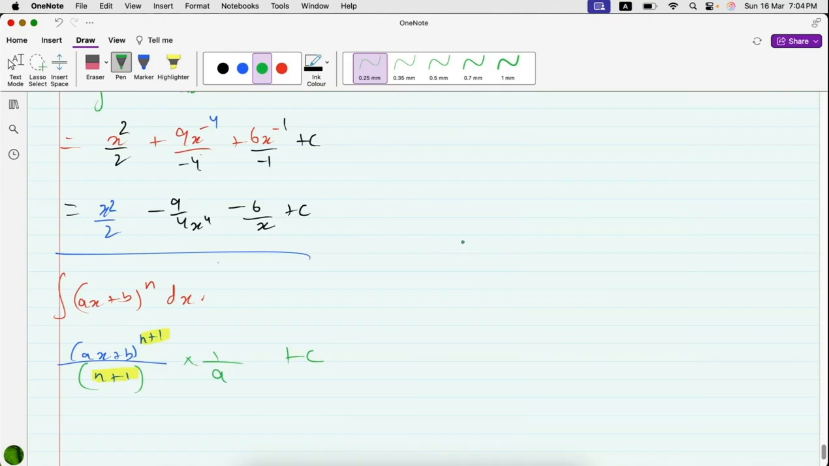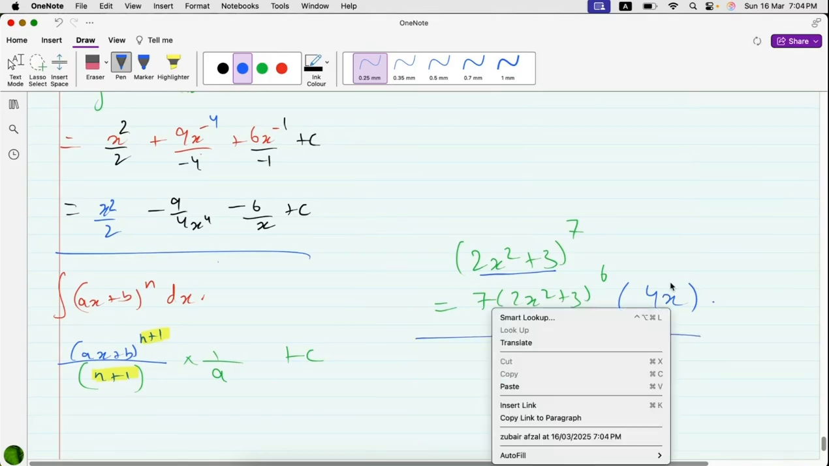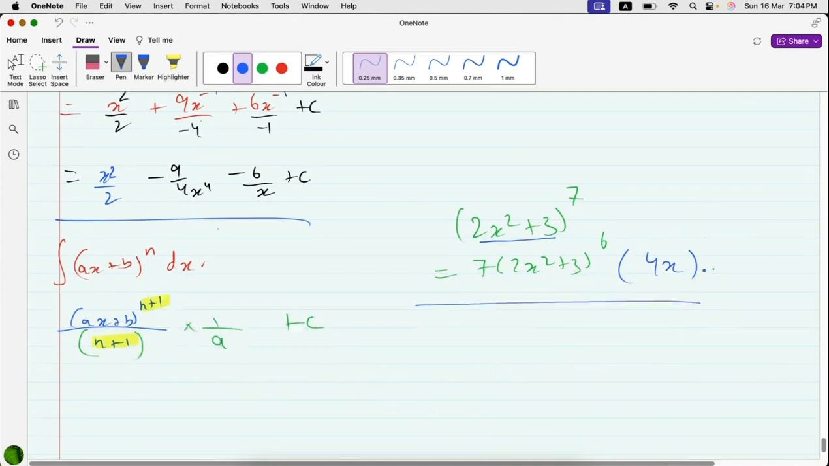See, this was (2x square plus 3) whole raised to power 7. In differentiation, we used to do this 7, (2x square plus 3) power 6. And then we differentiate this and multiply. Remember that? Now we are doing the reverse of it.